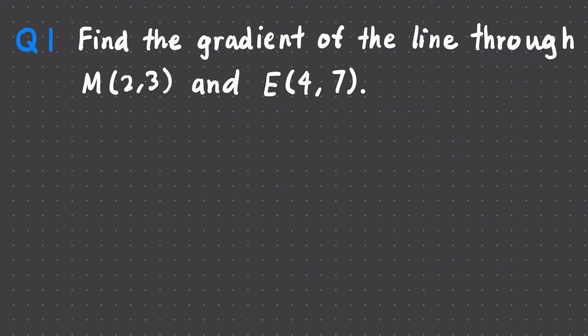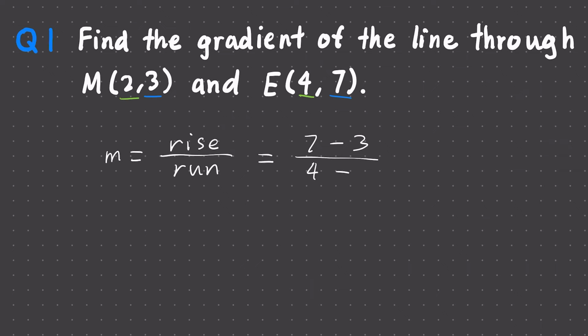Question 1. Find the gradient of the line through M(2, 3) and E(4, 7). Here, we use the gradient formula that we just learnt, so m equals rise over run. So rise is the difference of the y coordinates of E and M, so that's going to be 7 minus 3. And then the run is going to be the difference of the x coordinates of E and M, so that is going to be 4 minus 2. So that equals 4 over 2. Simplify that, and that is equal to 2.